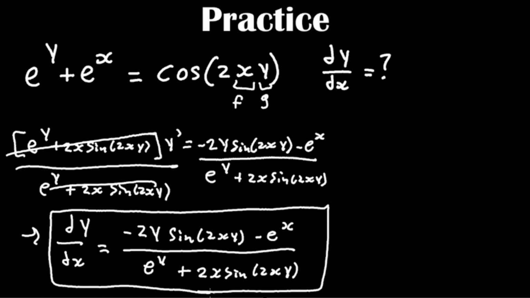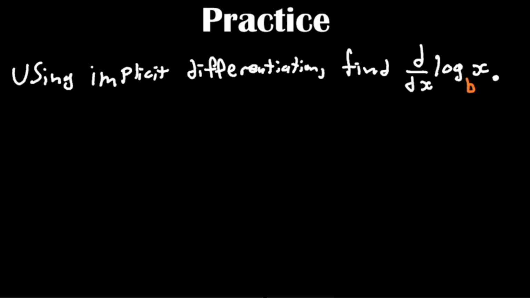Alright, so I have one more example. It's a little bit easier than this, but I still think it's pretty cool, so I'm going to include it in the video. Alright, so the problem is we have this derivative of log base b of x, and we want to find it using implicit differentiation.